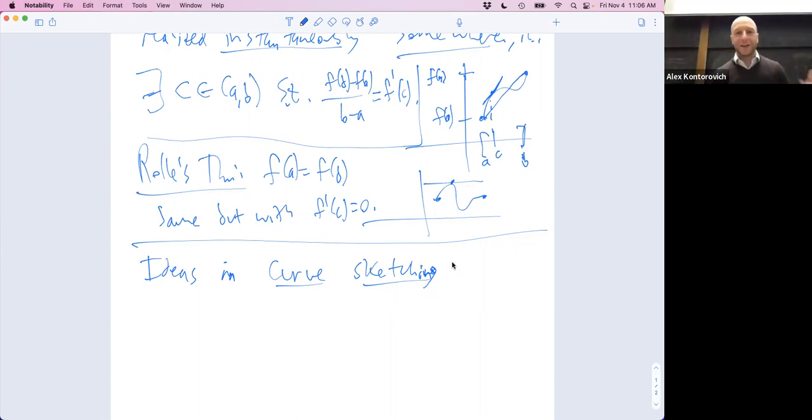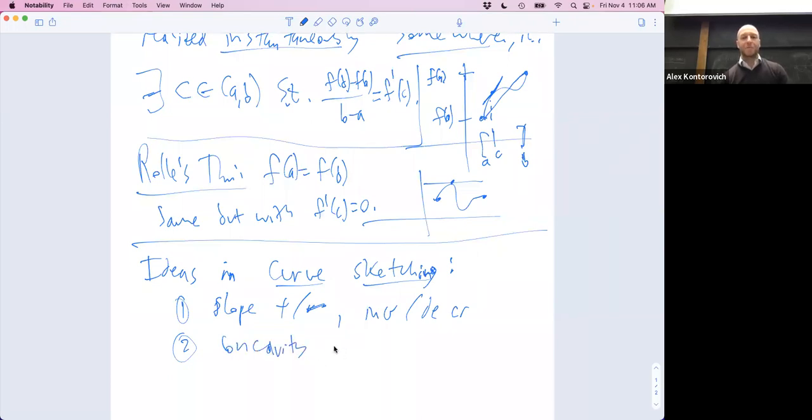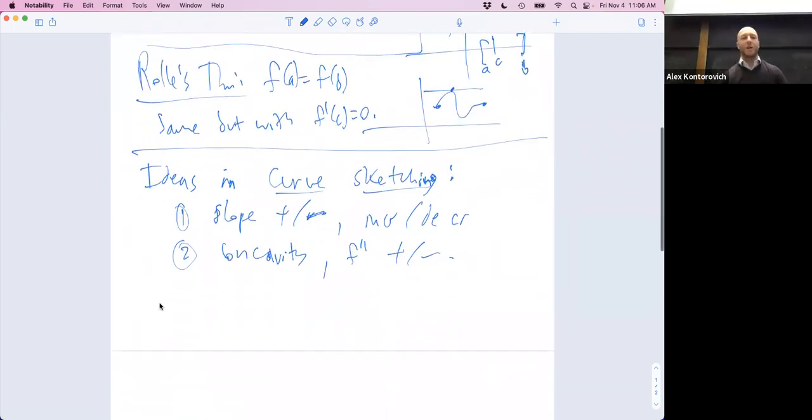Okay, so ideas in curve sketching, they're basically two ideas. One idea is, of course, are we increasing or decreasing? So slope being positive or negative. And concavity. Are we increasing rapidly or slowly, or are we decreasing rapidly or slowly? So concavity, which is about the second derivative being positive or negative. We're going to say all of these things in much more detail.